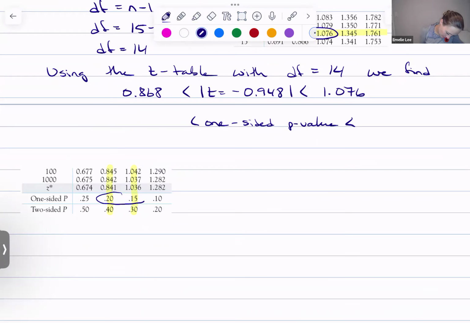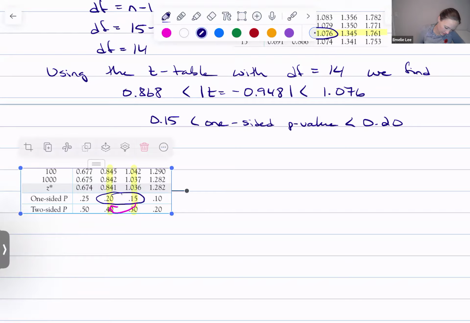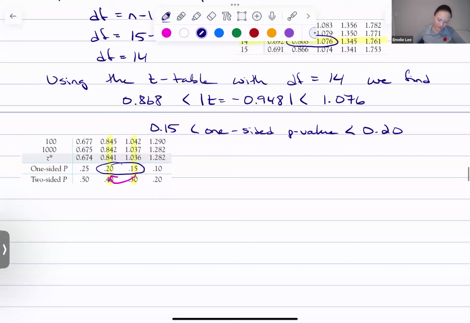So the one-sided p-value, and you have to read them from right to left, right? Because they're decreasing as you move out, which means as long as you keep your inequalities the same, right? Which I like to do because then you just list them from smallest to largest. And so then we get 0.15, 0.20. So quite a large p-value.